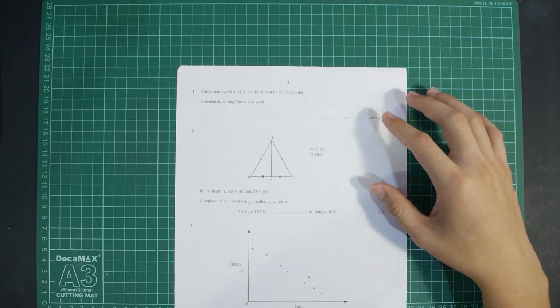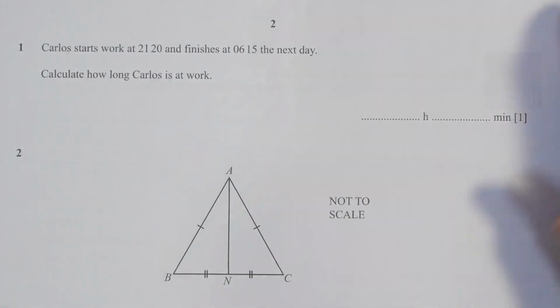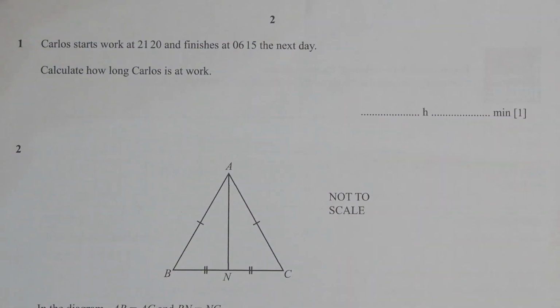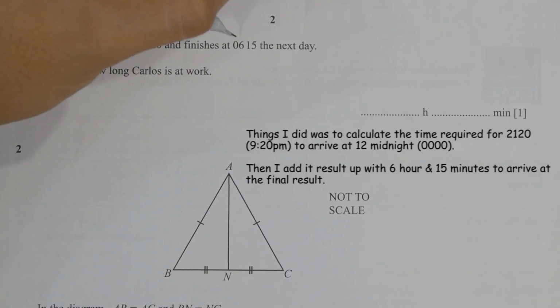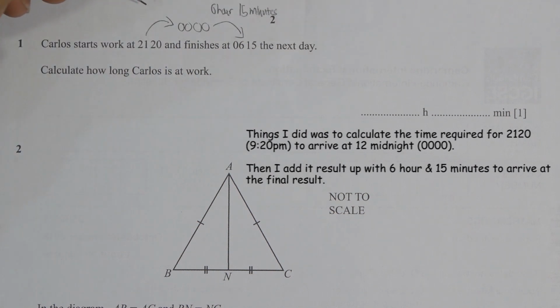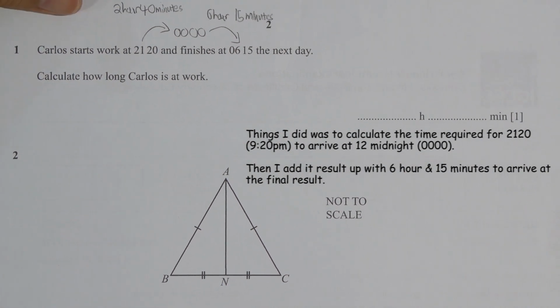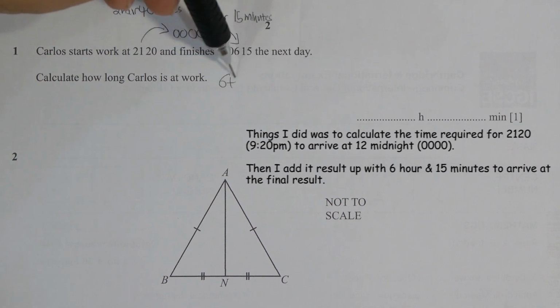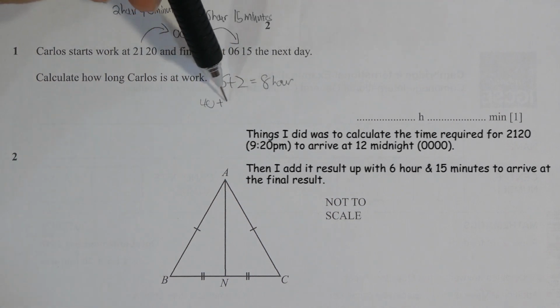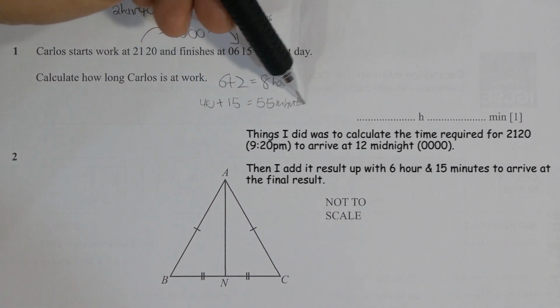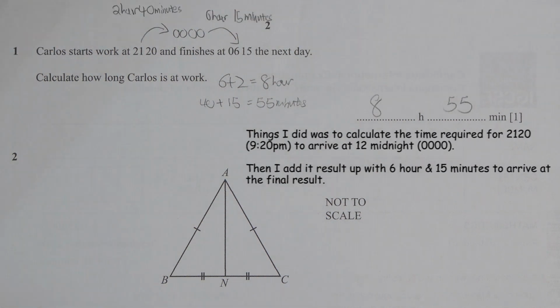So for the first question, I calculated the time required for 2120 to arrive at midnight. The difference is actually 2 hours and 40 minutes, whereas for midnight to arrive at 6:15 a.m. it took 6 hours and 15 minutes. Hence the total will actually be 8 hours and 55 minutes.